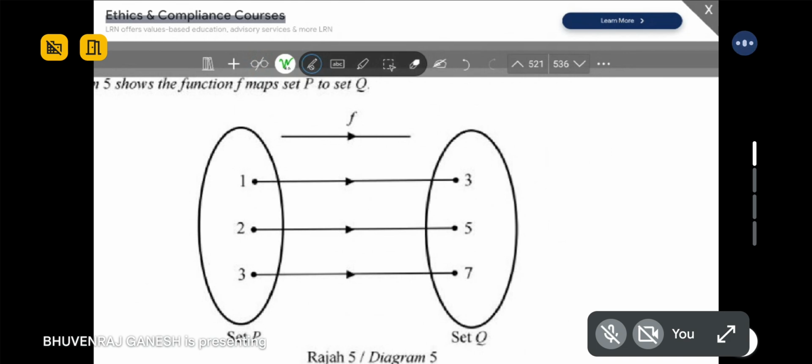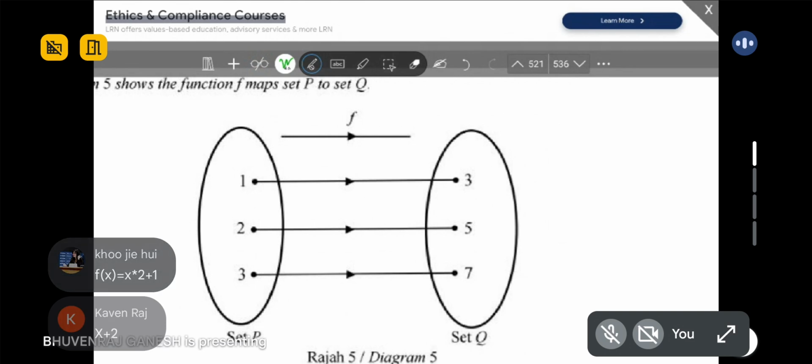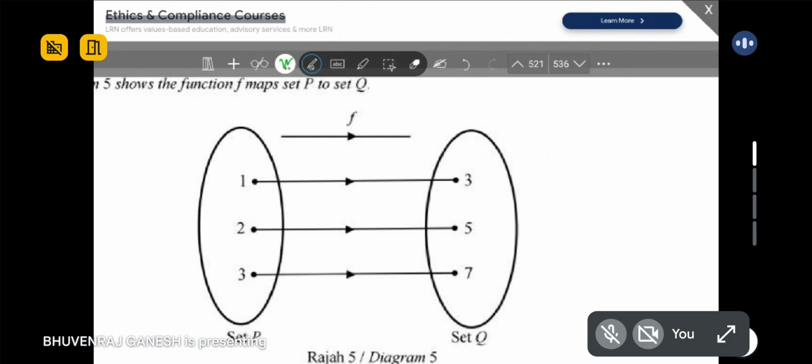So anyone? Come on. Your general formula, rumus am. When they ask you what's the f(x), you must tell the general formula. Jie Hui. Let me see. Wrong. Not correct. It's not x squared. x plus 2, wrong. 2x plus 1, yes. The answer is f(x) equal to 2x plus 1.